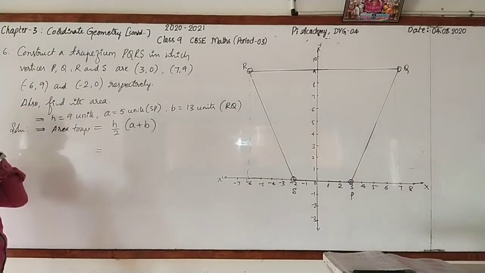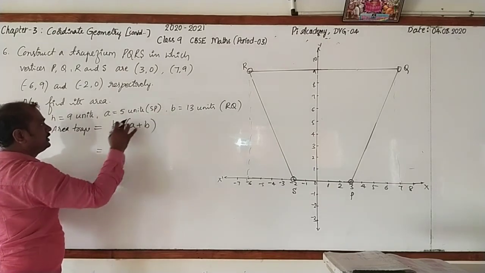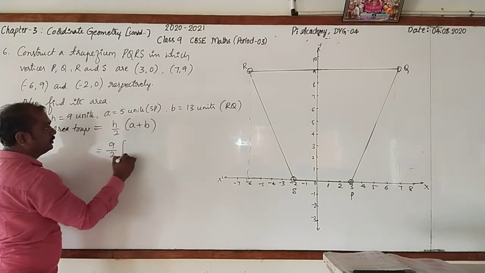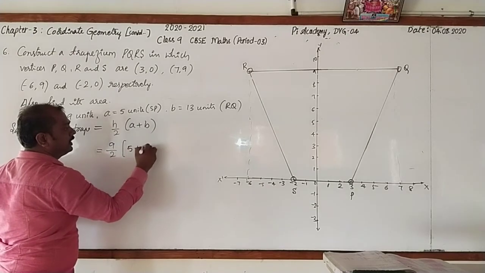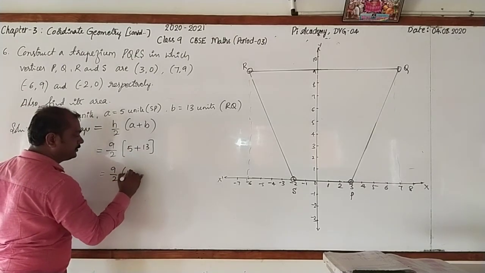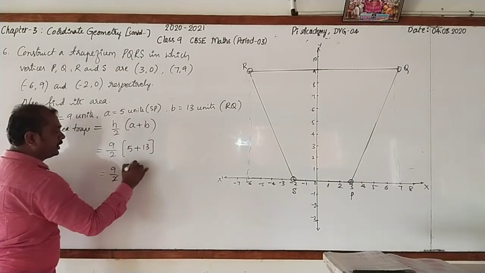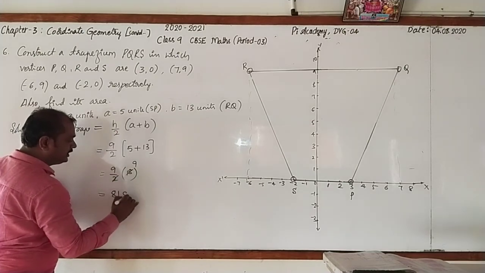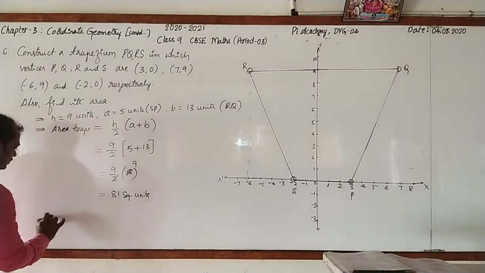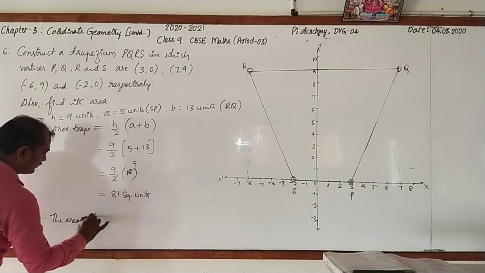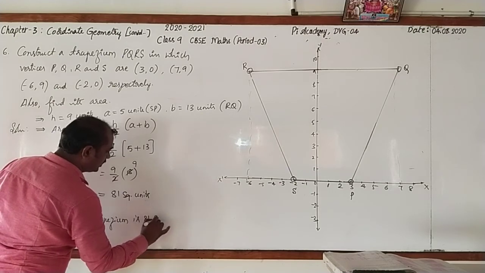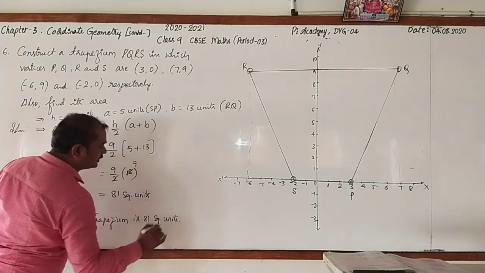Let us go for substituting all these values in the formula. H by 2. What is H? It is 9. 9 by 2 into A plus B. A is 5 and B is 13. It's equal to 9 by 2 into, what is 5 plus 13? This is 18. Cancel it. 2 ones are 2, 9 nines are 81 square units. Did you understand? So we can write the conclusion. Therefore, the area of trapezium is 81 square units.